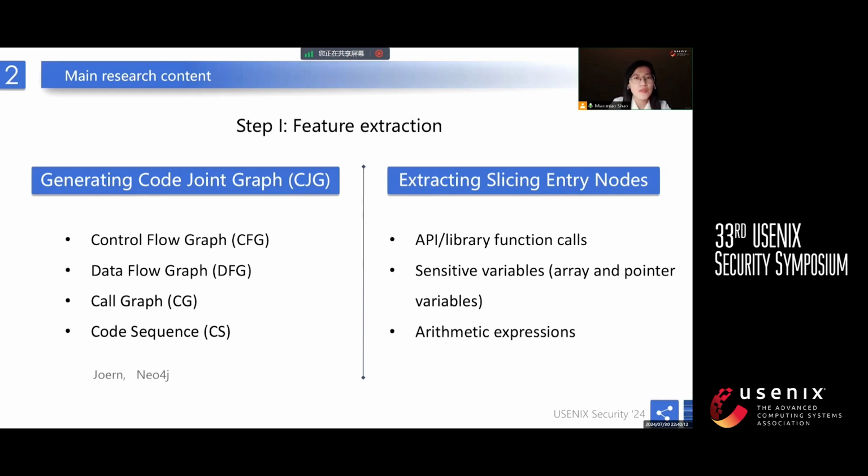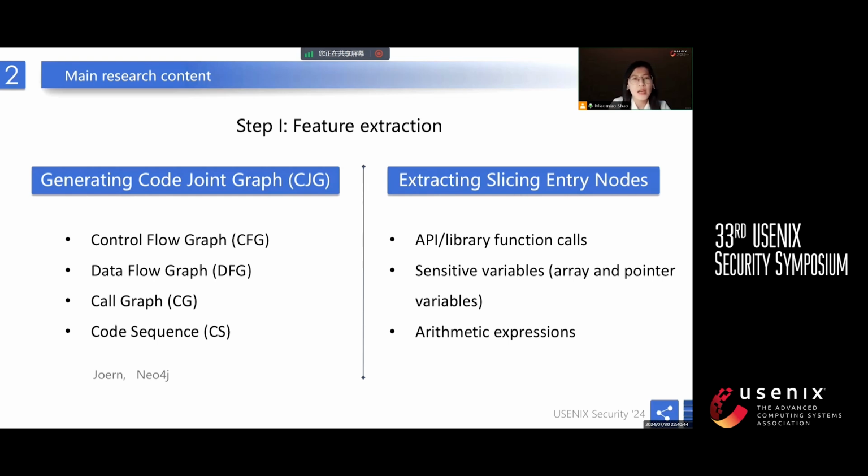In the stage of feature extraction, we first combine CFG, DFG, CG, and the code sequence to generate CJG. It not only captures the dependencies among statements within and between functions, but also captures the natural order of the source code. Then we extract slice entry nodes from the CJG in order to perform program slicing.